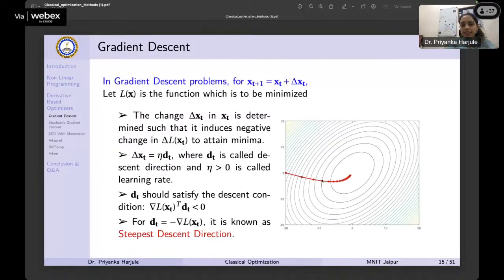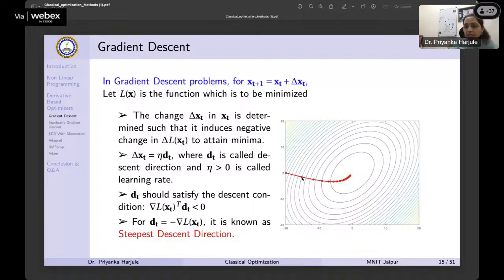Now in this graph you can see a plot. This is a contour plot of a 2D function, and you can see this red path, which represents the steps of gradient descent. Notice how this path is curving towards the center. This point is the minimum point, and this path is taking us to it by following the steepest descent direction.